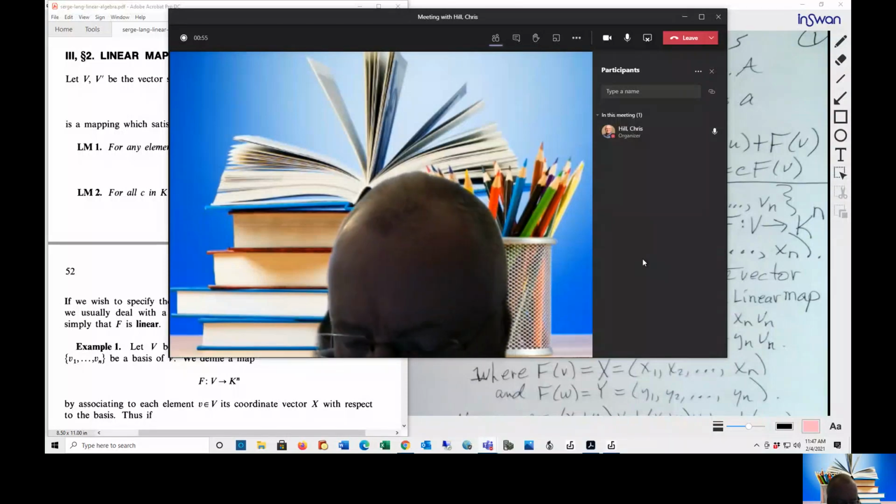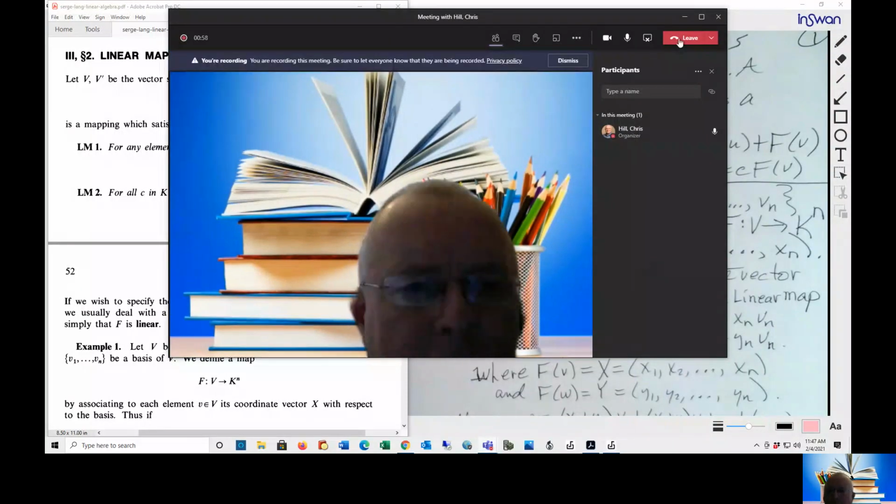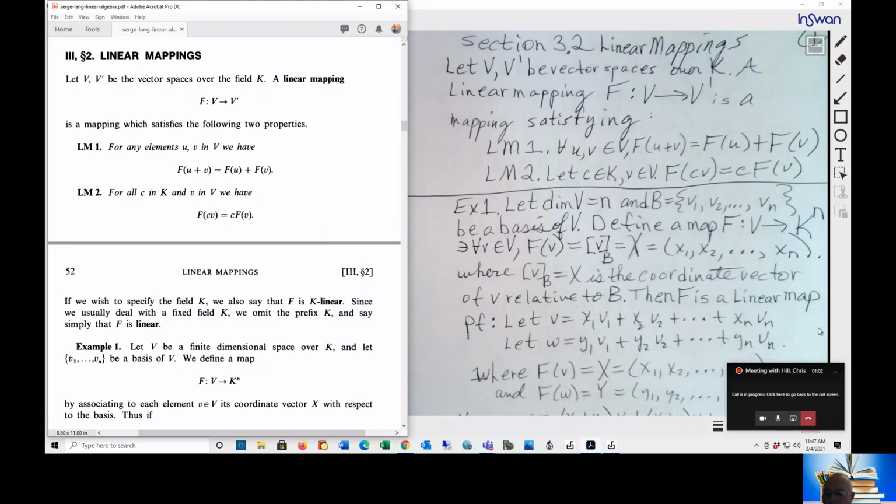Section 3.2 of linear algebra. Today we're looking at linear mappings, which are a special kind or type of mapping. 3.1 was all about mappings in general. Now we want to look at linear mappings. All right, so let's begin.